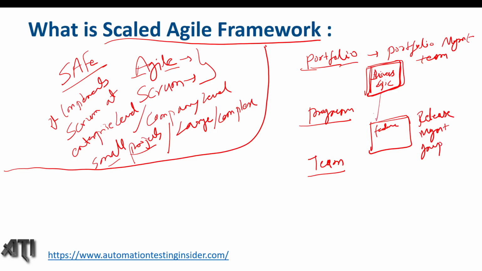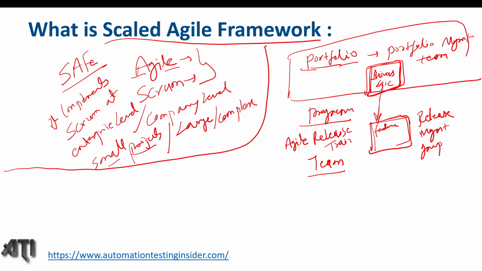So we'll get the business epics from the portfolio management group and convert them into features here in program. And this is also called the agile release train. This level is also called the agile release train. So this is the first level, now this is the second level.